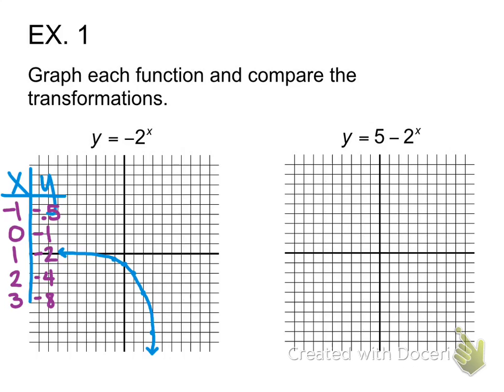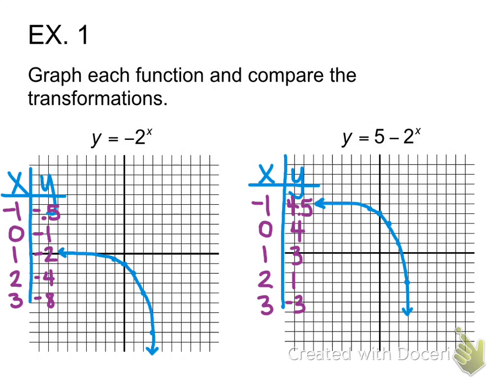So you can still go to the calculator, type into the y equals 5 minus 2 to the x, and then we're going to go to our table and plot some points. So here's the points that I picked. And I'm going to plot those. So -1, 4.5, 0, 4, 1, 3, 2, 1, 3, -3.